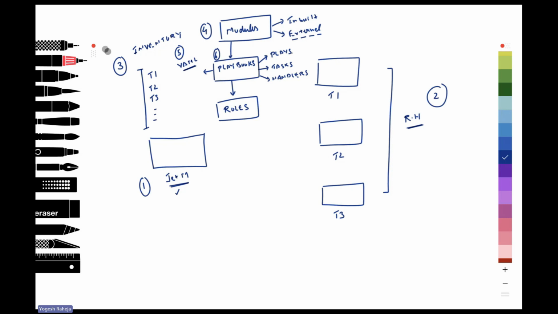Playbooks are going to have multiple sections inside them. The first one is play, the second one is tasks, and the third one is handlers. In fact, every play is going to have tasks and handlers. But this is just at a very high level, and hence I'm not going too deep into it. We will discuss playbooks in one of our dedicated tutorials. And then finally, you are going to have roles. Now, what you are actually going to do is write your playbooks.